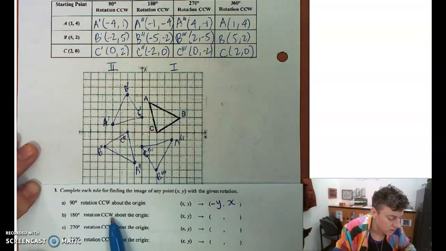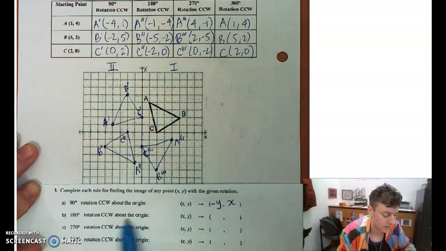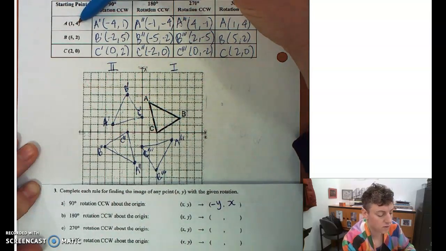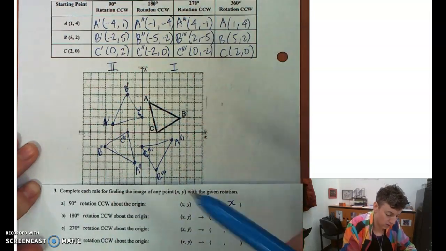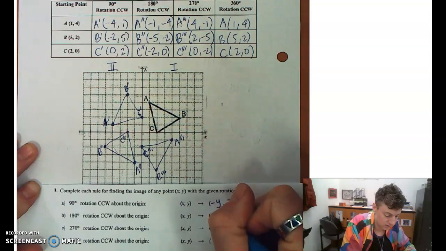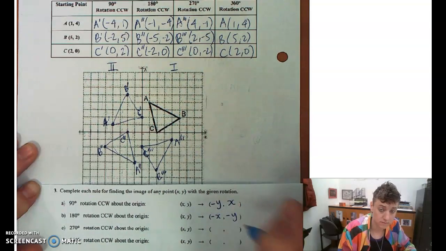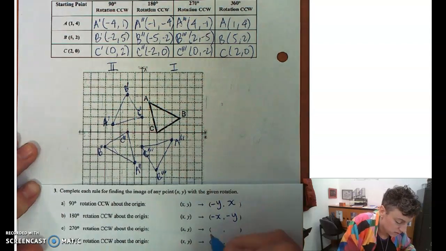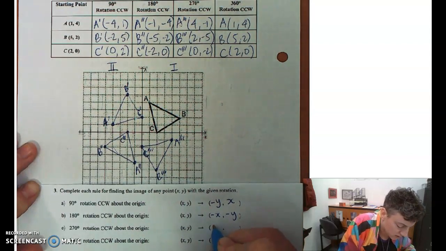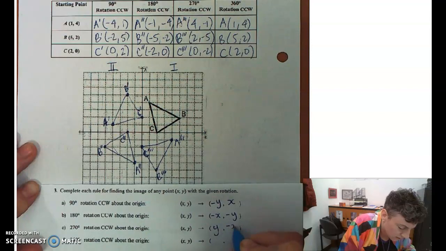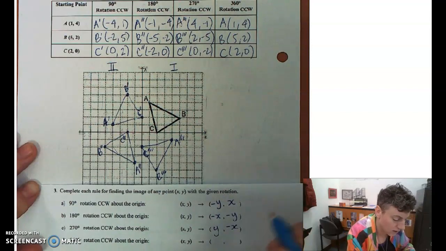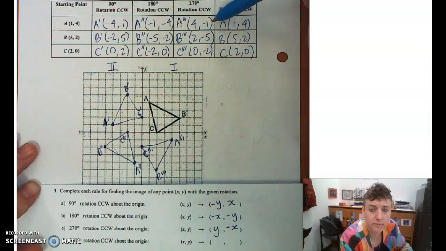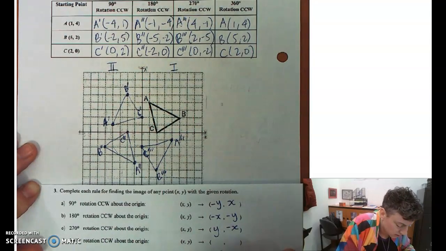When we did 180 degrees rotation counterclockwise about the origin, we went from 1, 4 to -1, -4. So we flipped the signs on both of the original numbers. For 270 degrees, 1, 4 to 4, -1. So we flipped the positions and changed the sign of the new y coordinate. And 360 degrees, that's the same one. The same thing.